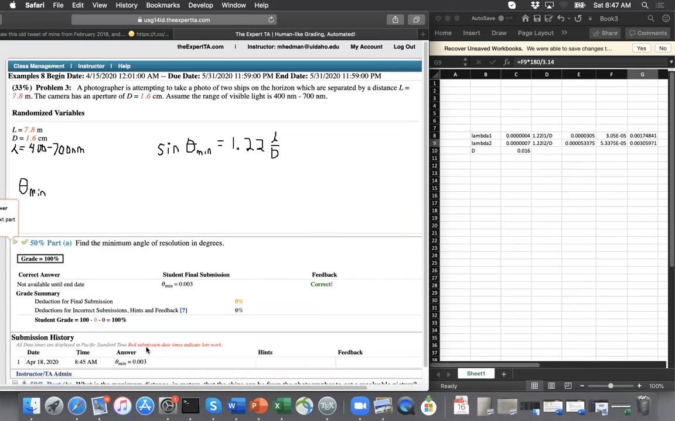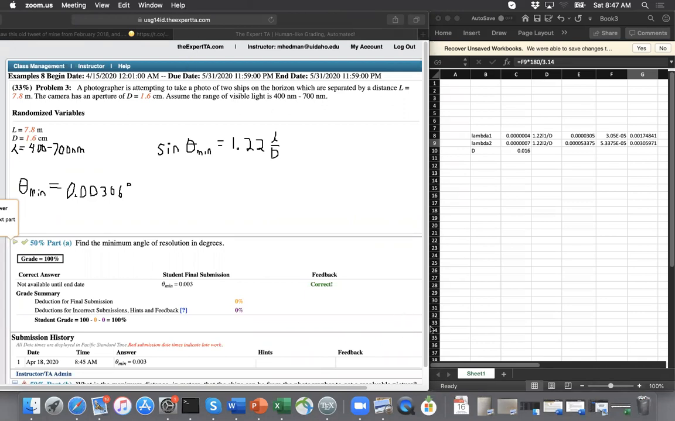Hopefully it will. It gave me the correct answer. So even though it was asking for the minimum angle of resolution, that's because of what it's named, not because of what it's doing. Again, this is why I didn't give this to you guys, because it was not a terribly well-written problem. So theta min is 0.003, and just to be a little more pedantic, 0.306 degrees.